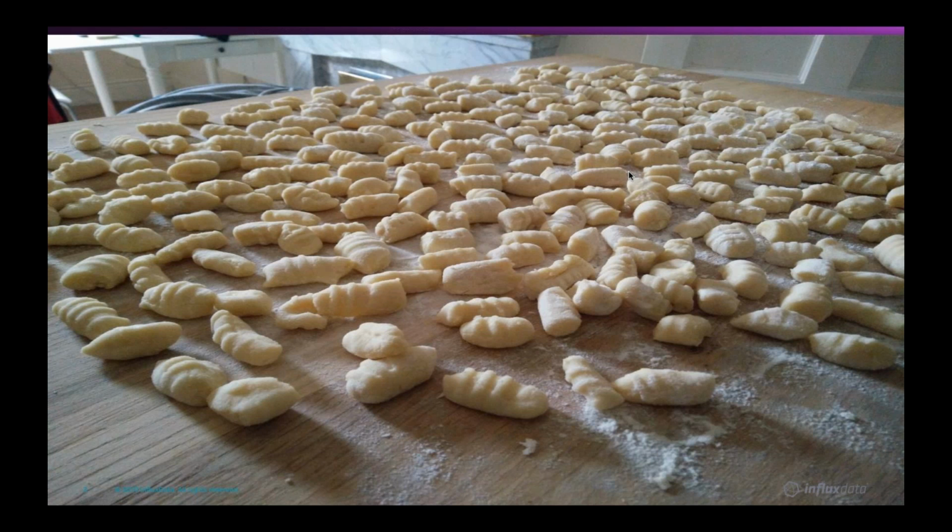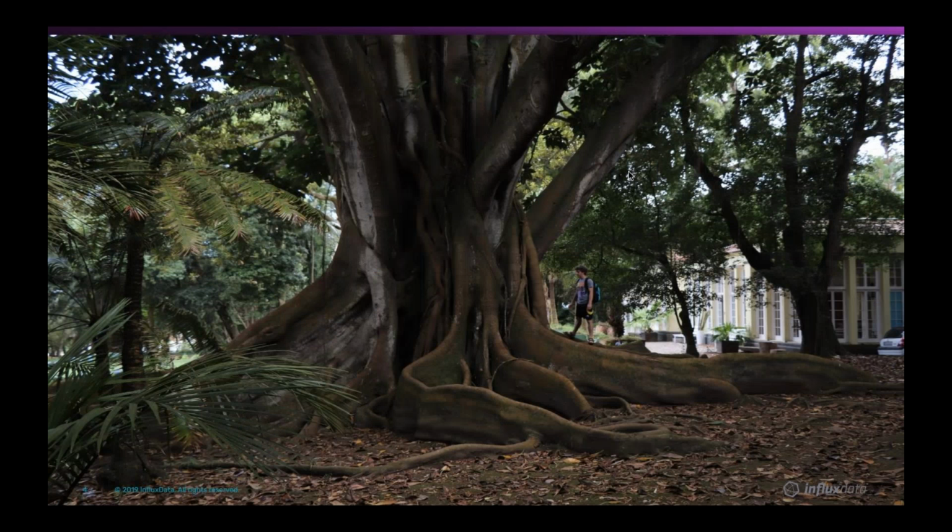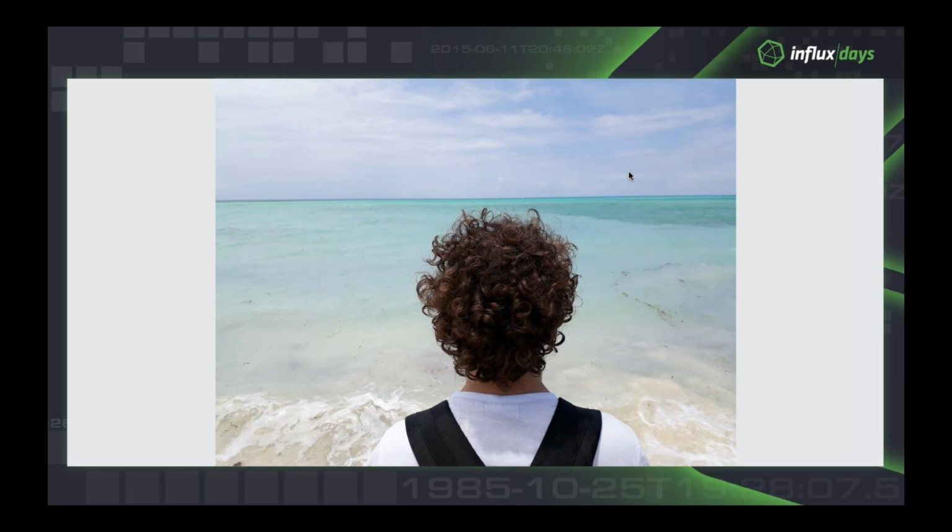So this is me doing gnocchi at home. This is me visiting the Azores. Kubernetes is over there as well. This is a very big tree. But let's do something fun. This was me in Cuba.